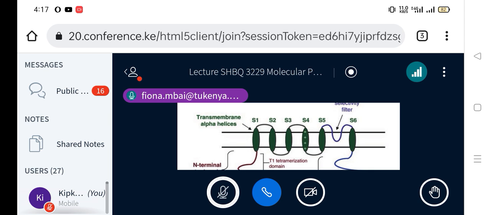Odhiambo has come back from his walk. I can see him typing. Any question? Odhiambo, go and read your course outline. If you have not, and then you will ask me when the assignment is due. It is on the course outline.